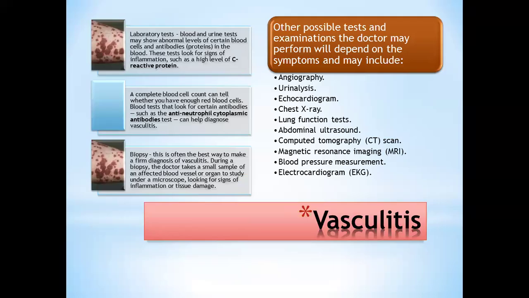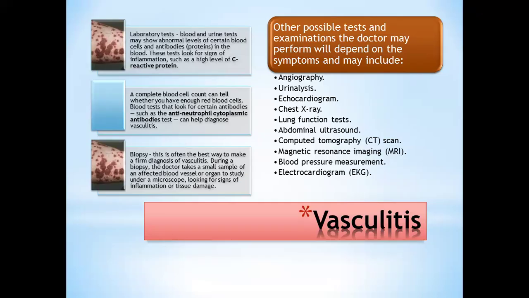Next systemic disease named vasculitis. Laboratory tests: blood and urine tests may show abnormal levels of certain blood cells and antibody proteins in the blood. These tests look for signs of inflammation such as a high level of C-reactive protein. Colleagues, you can see a photo of a patient's leg. You can see skin changes with vasculitis.